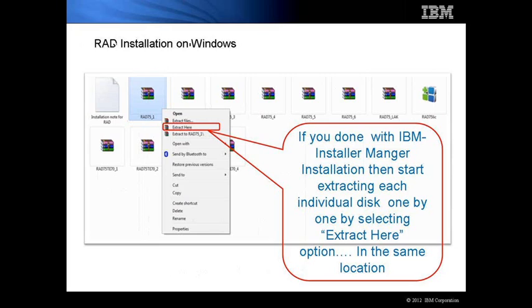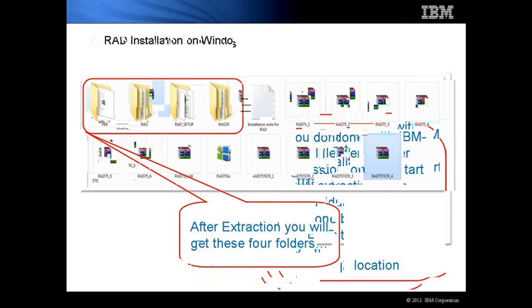Now once the extraction of all the zip files is done, there are 4 folders available. One is the license file folder, one is RAD, one is RAD setup, and one is our server, WAS 7.0, that is the 7.0 version of WebSphere. So these are the folders available once all the zip files are extracted.